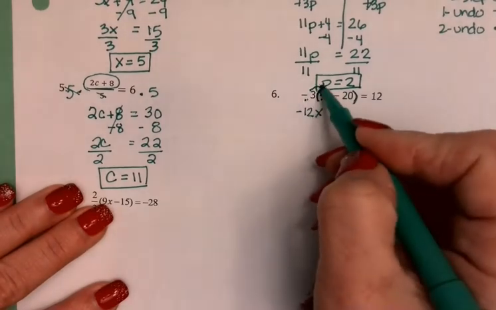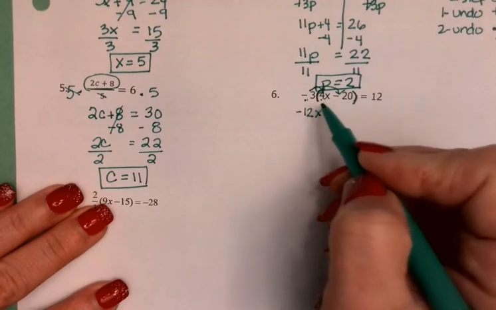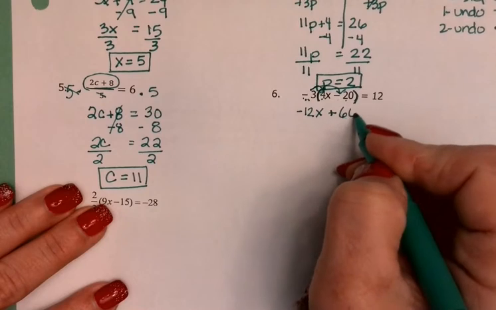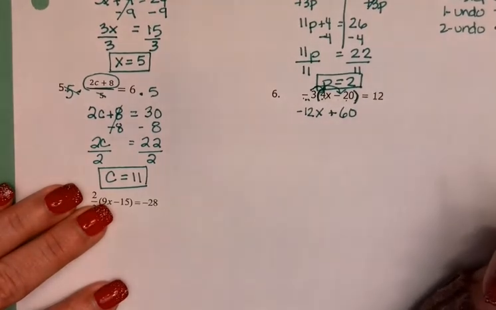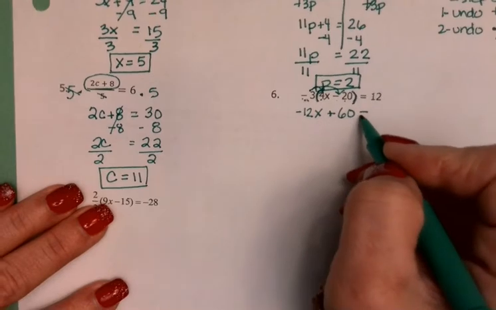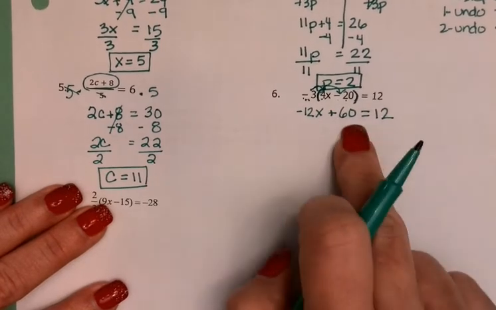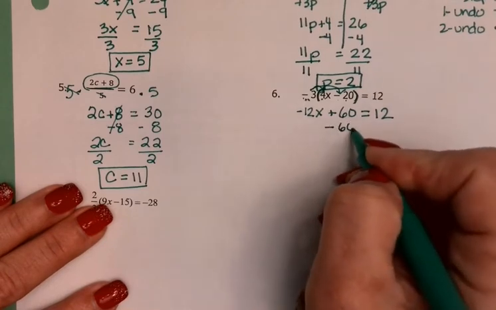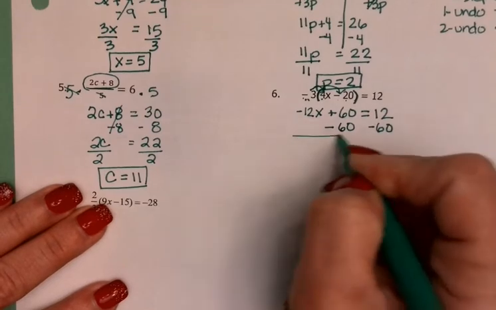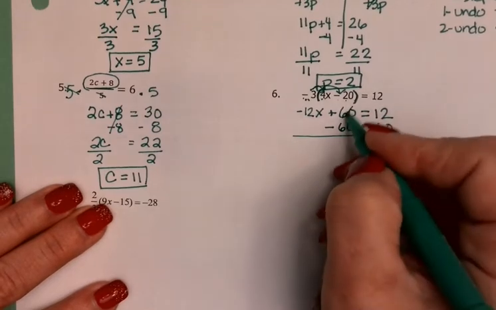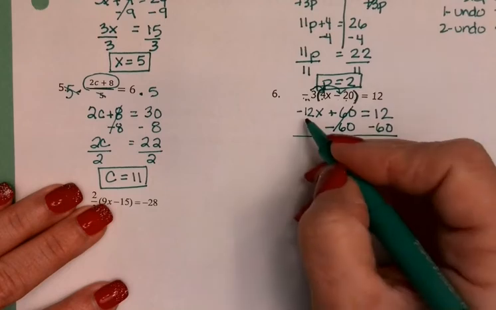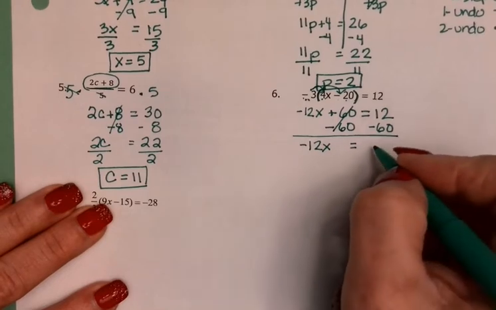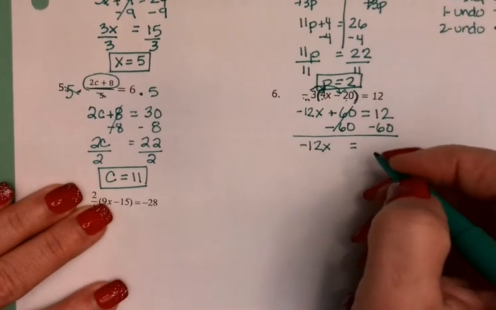Then you have to do -3 times -20. Negative times negative is positive. 3 times 20 is 60. And that's the distributive property. Bring down the rest, equals 12, and you'll see I have a two-step equation. Undo the two-step equation by getting rid of the addition, by putting a subtraction of that number on both sides. Those are inverses, and they go away. -12x is left on the left, and 12 take away 60 is a -48 on the right-hand side.